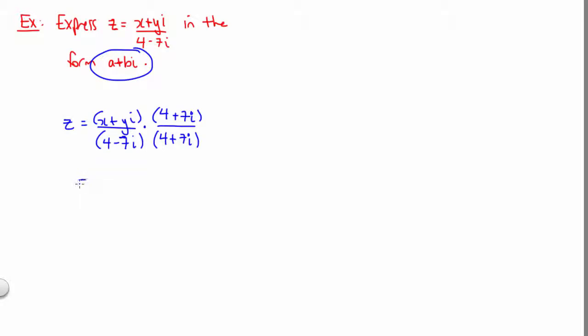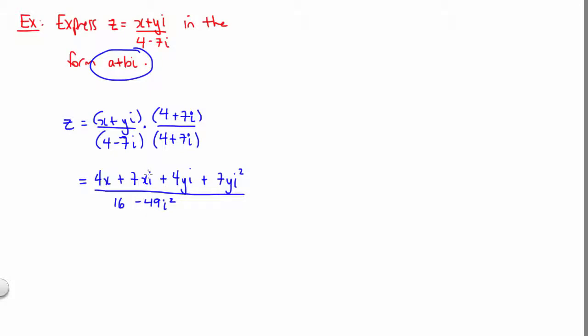Next step would be to FOIL out the top and the bottom. So looking at the numerator, we'll have 4x plus 7xi plus 4yi plus 7yi squared. Foiling out the denominator, we've got 16 minus 49i squared.